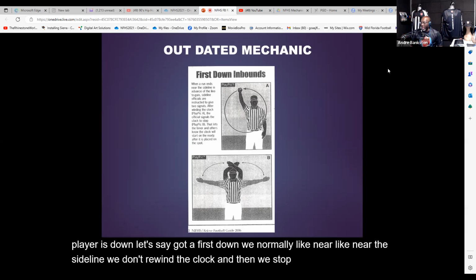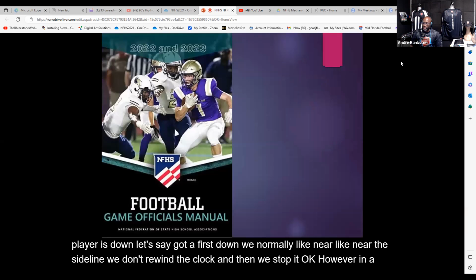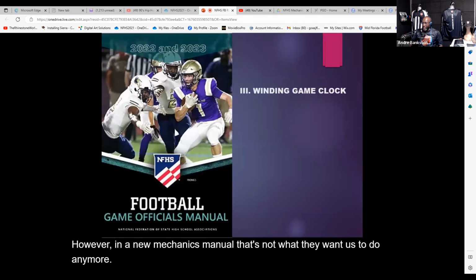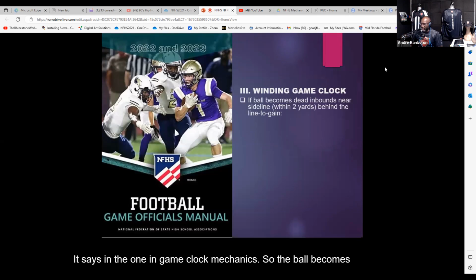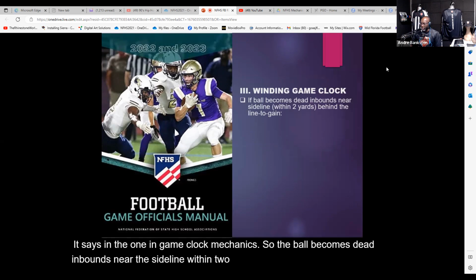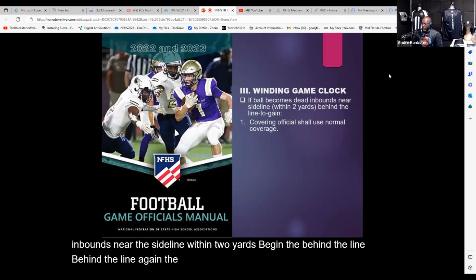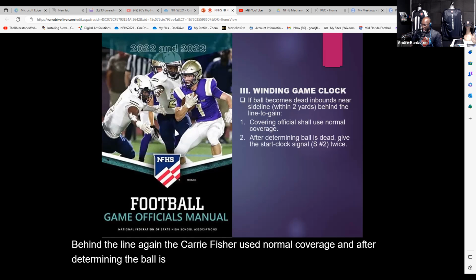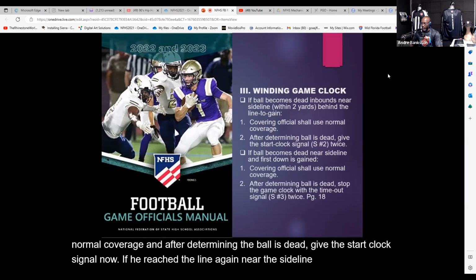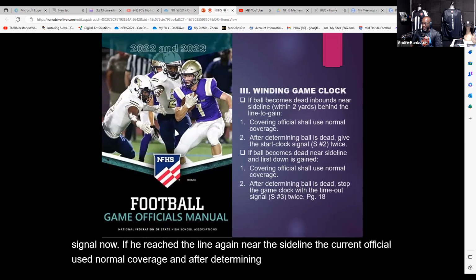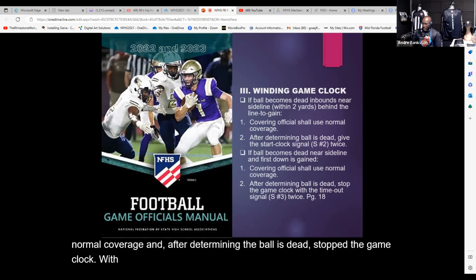However, in the new mechanics manual, that's not what they want us to do anymore. It says in the winding game clock mechanics, when the ball becomes dead inbounds near the sideline within 2 yards, beyond the line to gain, the cover official uses normal coverage, and after determining the ball is dead, gives the start clock signal. Now, if he reached the line again near the sideline, the cover official uses normal coverage, and after determining the ball is dead, stops the game clock with the timeout signal.